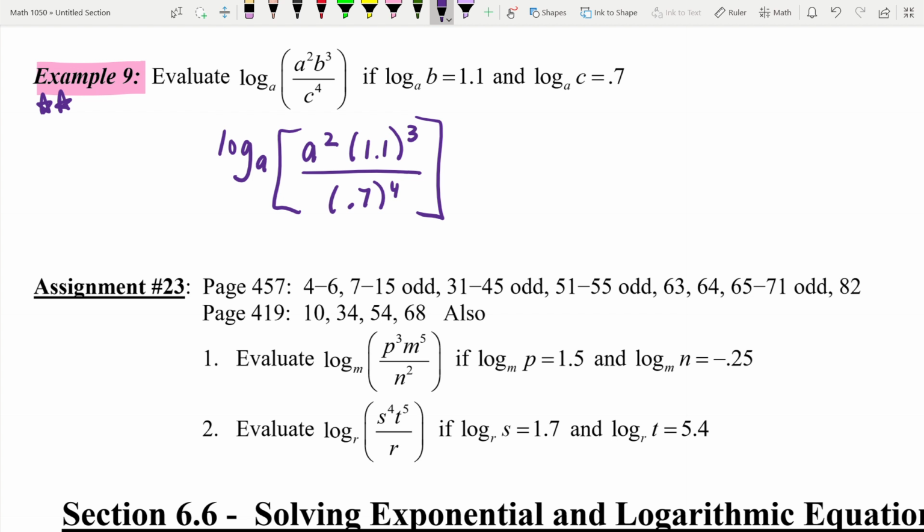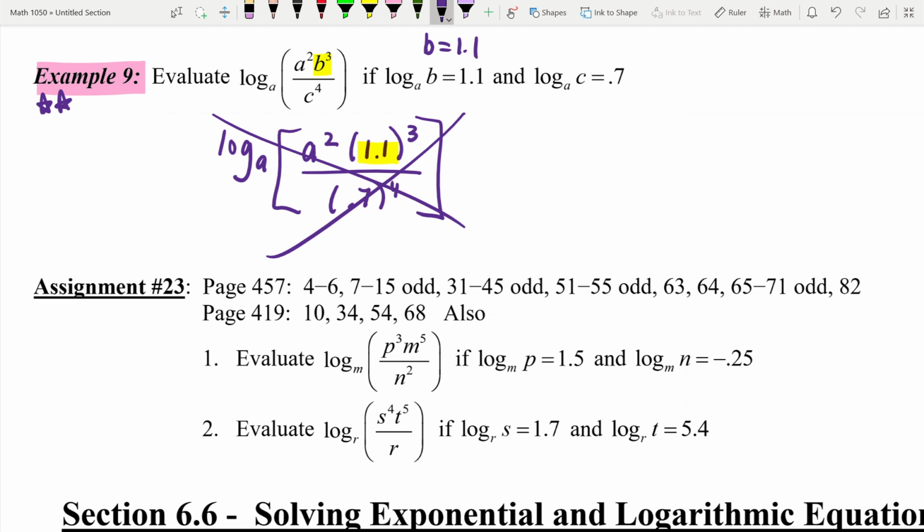What did I do and why is it wrong? Can someone tell me that? Go ahead, bud. It's because B doesn't equal 1.1 and C is not equal to 0.7. It's log base A of B. Yeah. Look what I did. I said that B is 1.1. Well, that's only true if they tell me B is 1.1. They didn't say that. It's log base A of B that's 1.1. It's log base A of C that's 0.7, not C. Who says I understand that? Raise your hand. Okay, yay. So please don't do that.